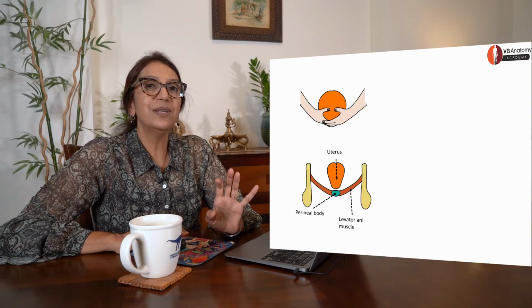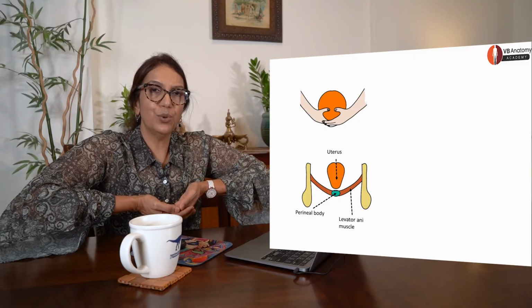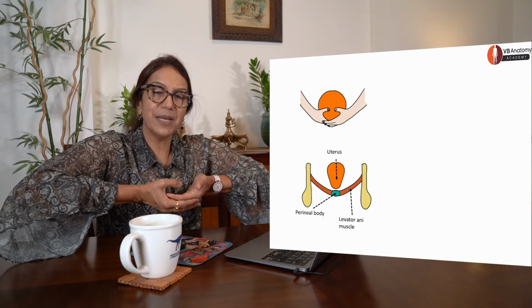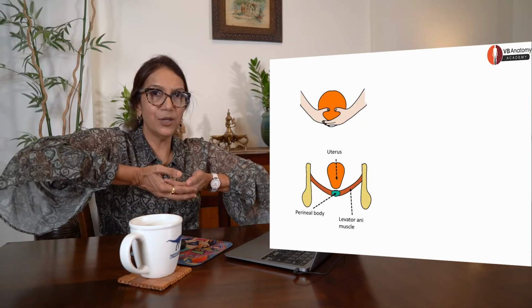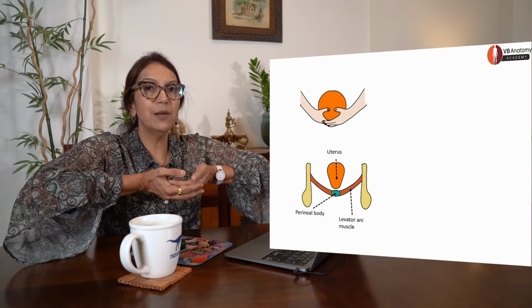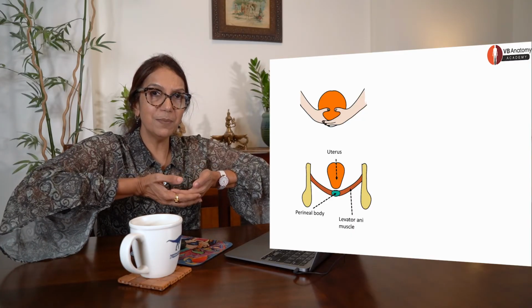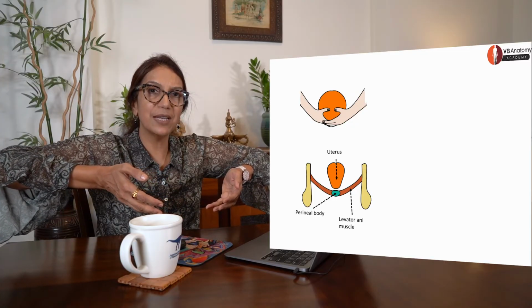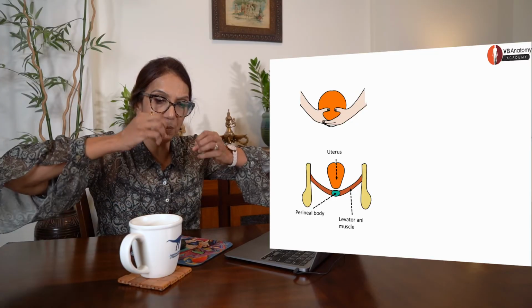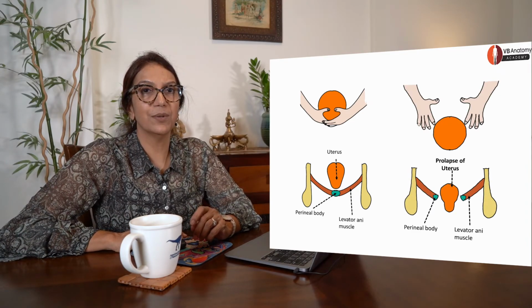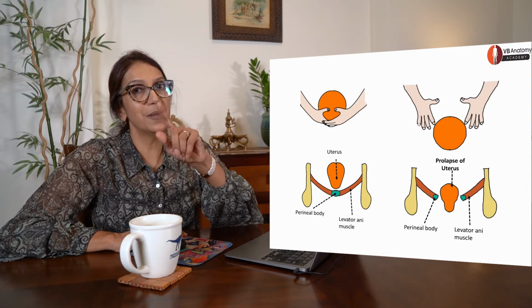I suggest you do this exercise. Just pretend that you're holding a ball in your hand. The point where your two hands are meeting is the perineal body, and you're holding the uterus comfortably. But one day, the perineal body is damaged. Because the perineal body is damaged, the supports slowly give way, the two sides of the walls open out, and the ball falls down, or the uterus pops down. This is prolapse related to the perineal body.